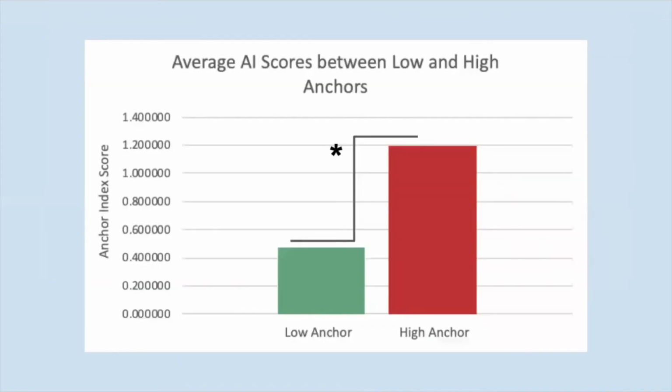This graph shows our average anchor index scores between low and high anchors. Overall, there was a significant effect of the anchor, indicating that people rated things higher in the high condition and lower in the low condition. For our high anchor in the red, we found that participants had an average index score of 1.19. And for the low anchor in green, we found that participants had an average score of 0.4717.